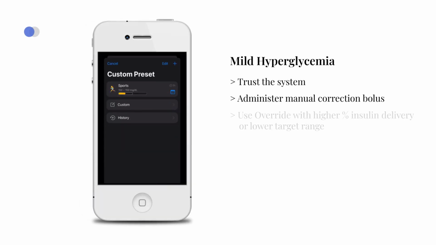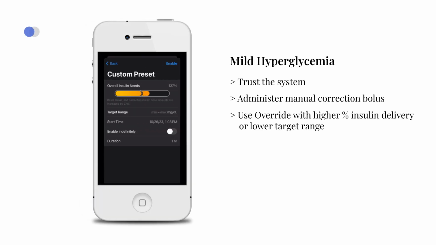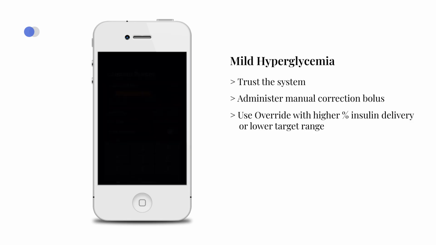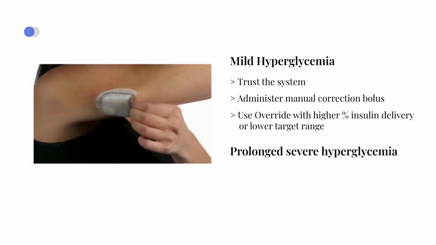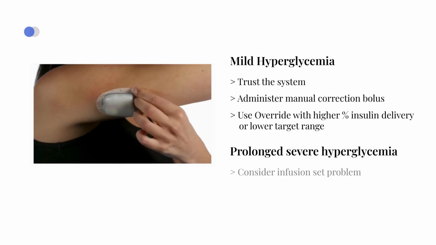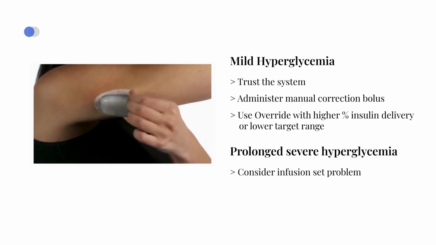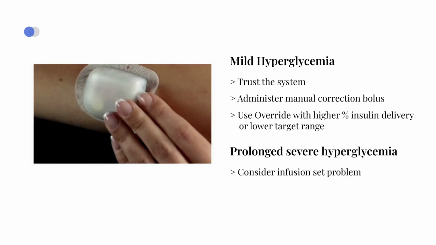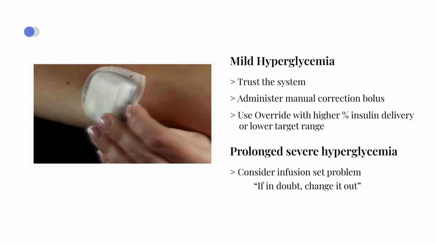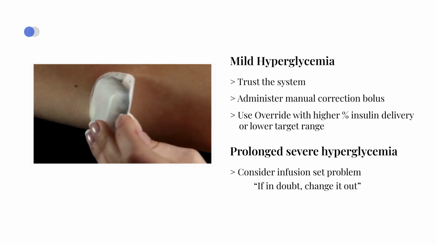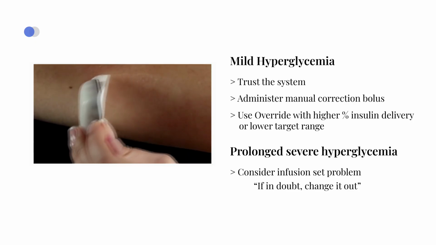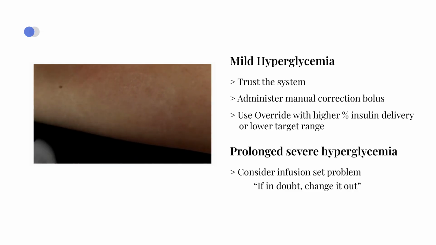The effect of the bolus can be observed in the curve displayed above. Alternatively, you can use an override with a higher percentage of insulin release or a lower target range to temporarily increase insulin delivery. In the case of prolonged and severe hyperglycemia, it is important to consider if there is an issue with your infusion set or pod. When in doubt, it is recommended to replace your pod. Remember the saying, if in doubt, change it out. Ensure that you have enough equipment on hand to perform all necessary replacements.